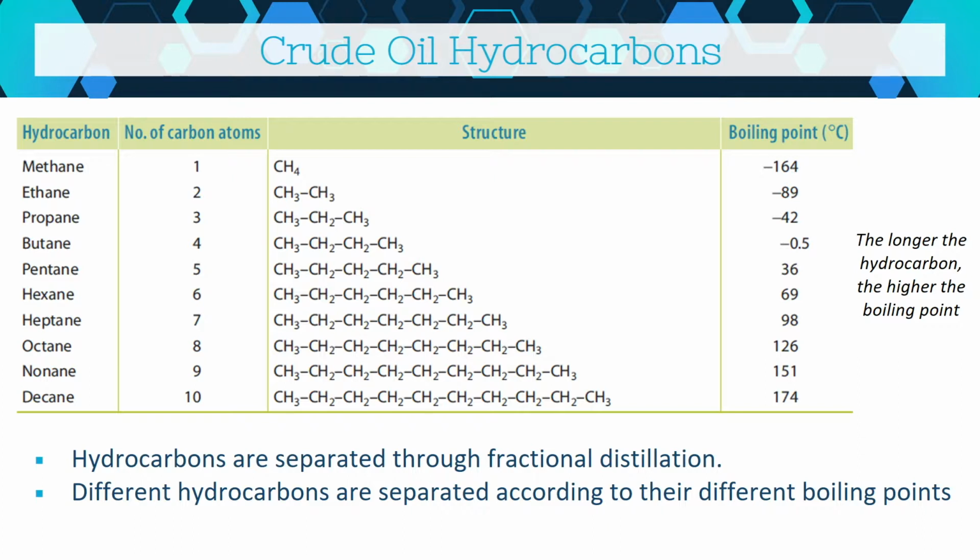But anything that has a boiling point below that temperature is going to evaporate and turn into a gas, and we can then distill that off and collect it. The process is called fractional distillation. It's called distillation because that's the name of the process they're using, and fractional because we break the crude oil into all its little components, all its little fractions. So that's where the word comes from. So yeah, different hydrocarbons are separated according to their different boiling points.